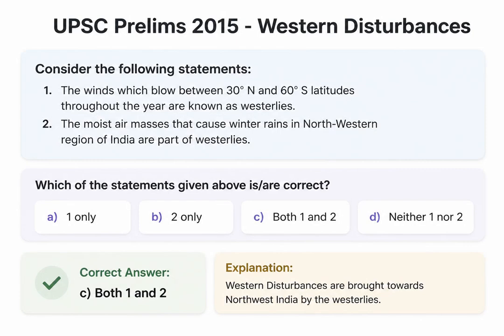This exact mechanism was tested in the 2015 UPSC prelims. Statement 1 defines westerlies as winds blowing between 30 and 60 degrees latitude, which is correct. Statement 2 says the moist air masses causing winter rains in northwestern India are part of these westerlies. As we just discussed, the western disturbances that water the winter cereals in Punjab are indeed carried in by the westerly jet streams. Therefore, both statements are correct, making C the right answer.